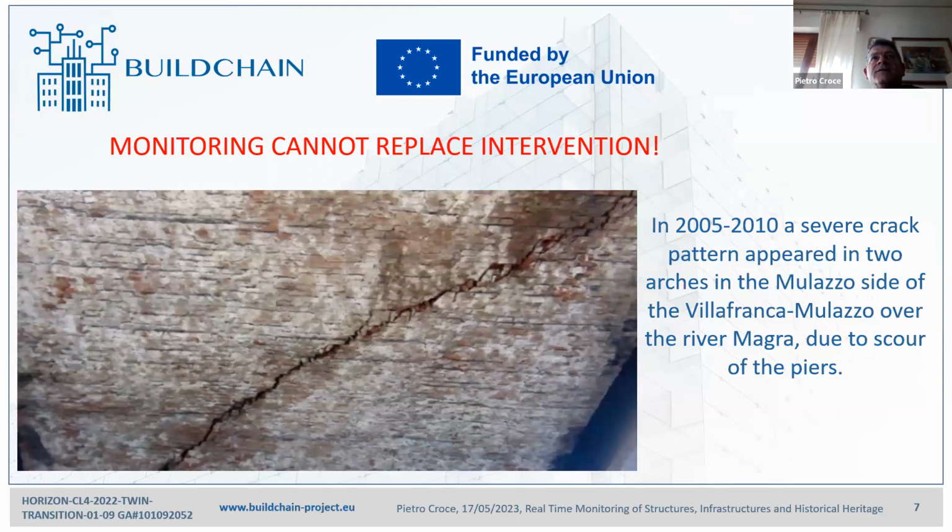Another aspect which is very relevant is that monitoring cannot always replace the intervention. Just to make a very important example, you can see here a severe crack pattern which appeared in 2005 in two arches of a historical masonry bridge in Mulazzo over the Magra River in the northern part of Tuscany, a crack pattern due mainly to the scour of the piers.